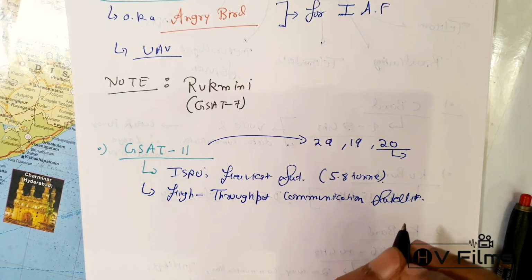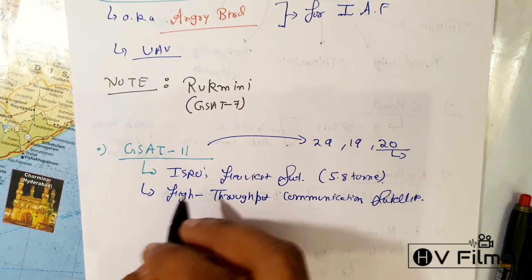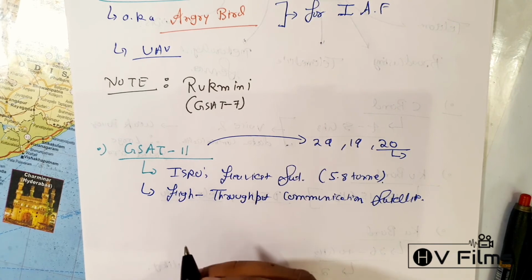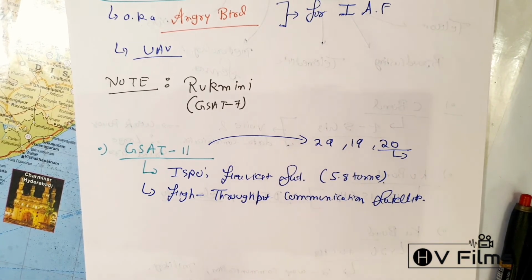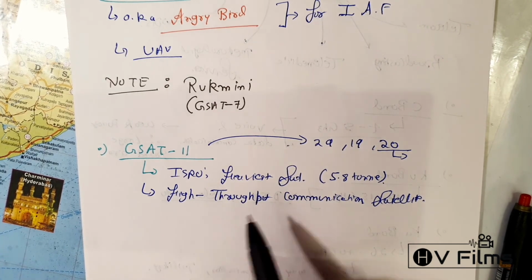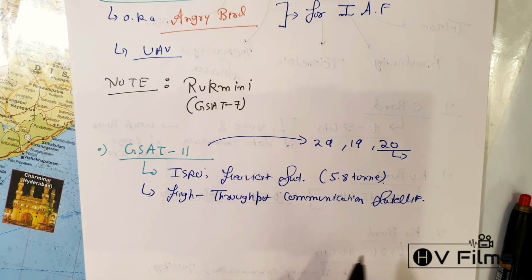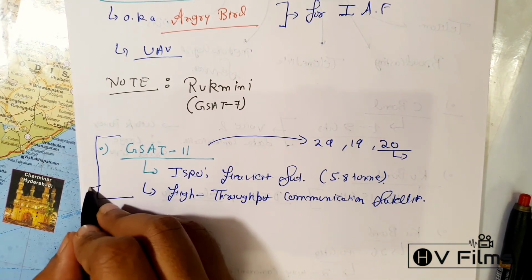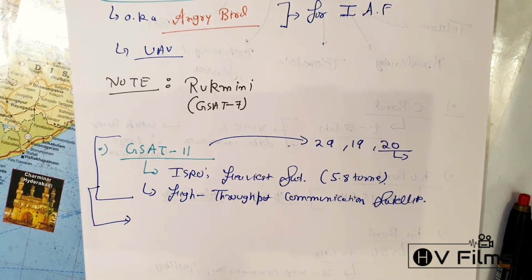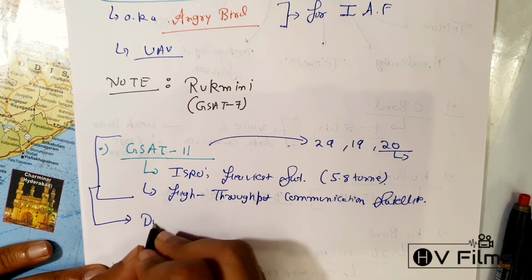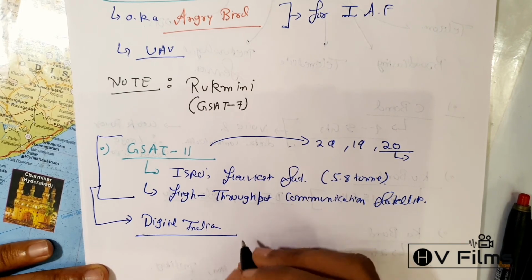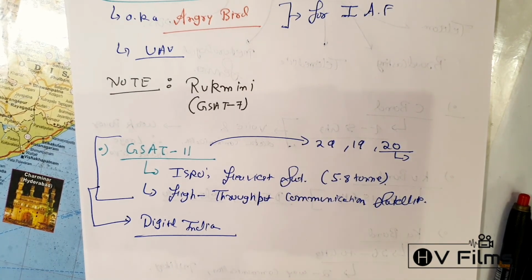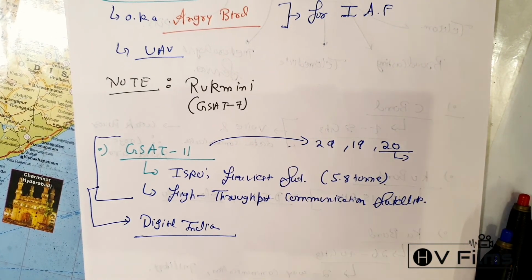These satellites will play a very crucial role in high speed broadband connectivity, for example in Digital India, BharatNet, National Broadband Mission, VSAT network. In all these, 11, 29, 19, 20 play a very crucial role. So do remember these names. And I'll mention it here, for Digital India, for your reference, and broadband connectivity, it can be used amazingly. So this is mainly about the INSAT series.